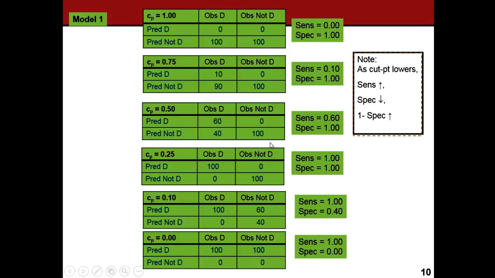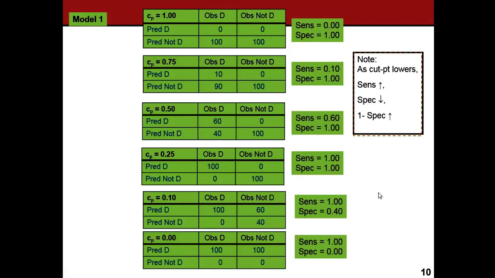And now check this out. At this cut point of 0.25, we're in this cool gray zone where all the cases had probabilities predicted by the model to be above 0.25. Because look at this, bam, this is telling us that all of the cases were called cases. And look at this, all of the non-cases had sufficiently low probabilities. They had probabilities below 0.25 and they're all called non-cases.